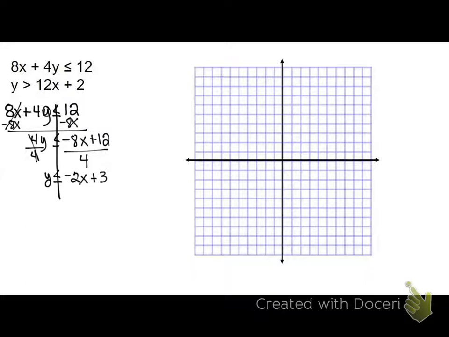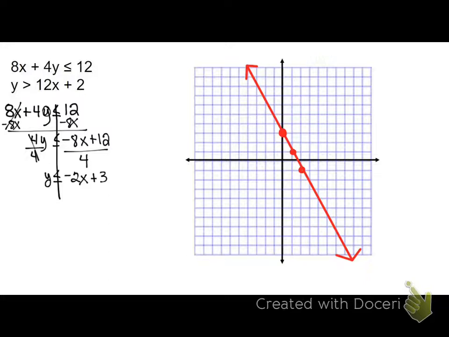So I go to my origin. My y-intercept is 3, so I go up 3. My slope is negative 2. So I go down 2 to the right 1, down 2 to the right 1. And what kind of line am I going to have here? Solid. A solid line. So I have my solid line.